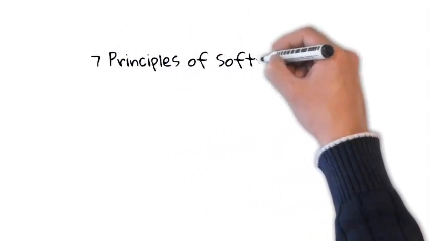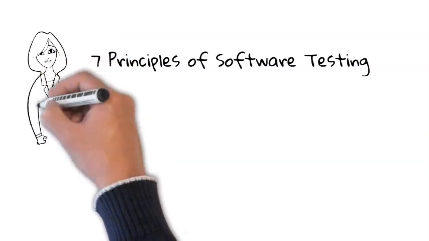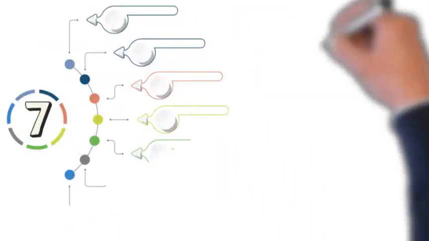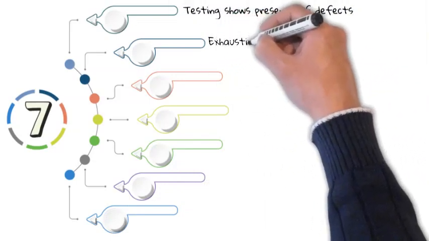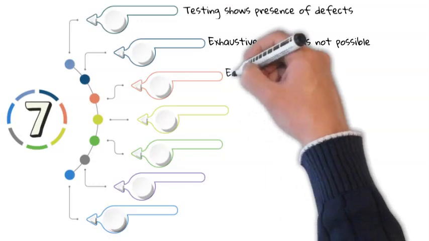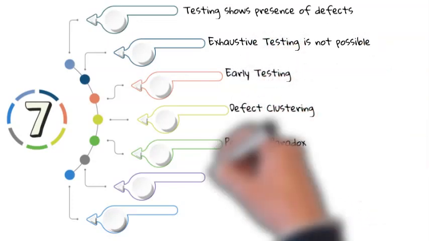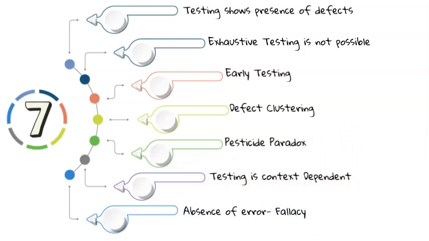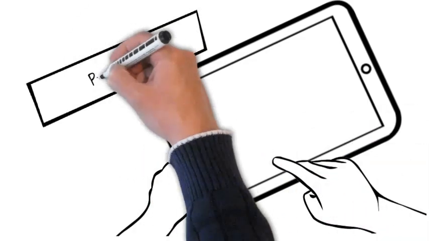Welcome to yet another session on software testing, where we will discuss the 7 principles of testing forming the basis of testing. The 7 principles of testing are: testing shows presence of defects, exhaustive testing is not possible, early testing, defect clustering, pesticide paradox, testing is context dependent, absence of error fallacy. Let us take a look at the first principle.